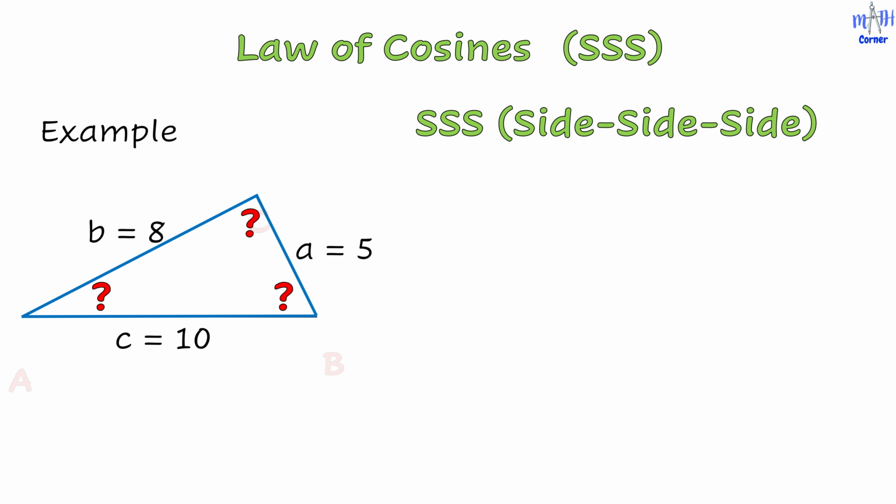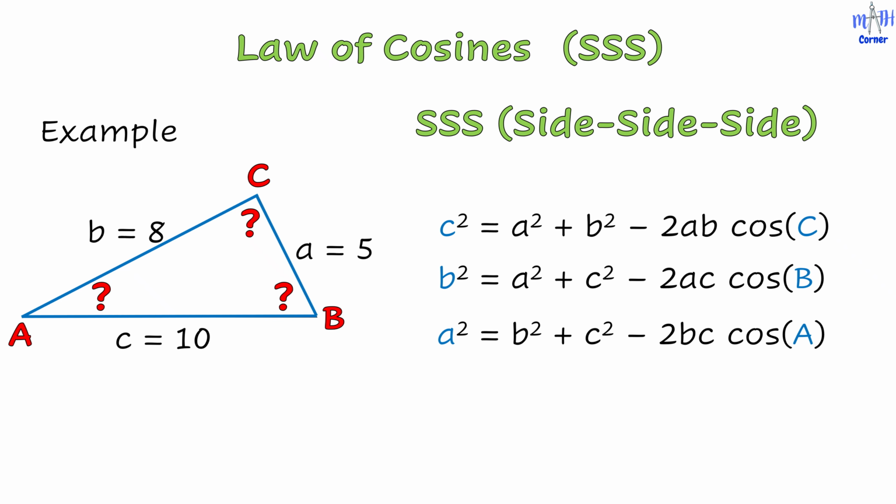When all three sides are given, the main tool we use is the law of cosines. These formulas help us find angles when the three sides are known. Notice something important. Angle C is paired with side C, angle B is paired with side B, angle A is paired with side A. That matching is very important. Many students mix up the letters and get the wrong answer.